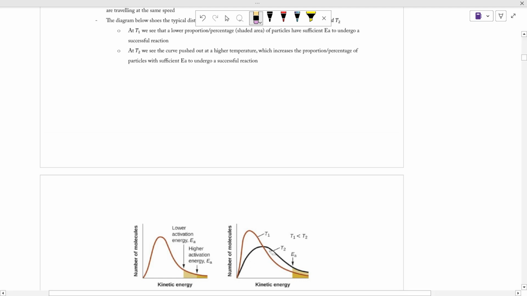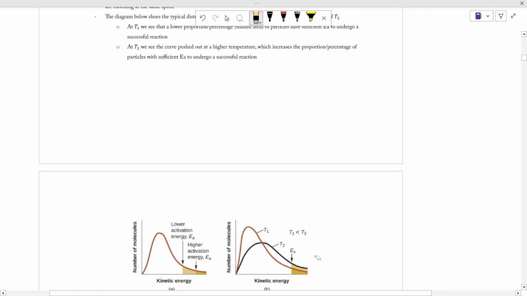And then if you look at T2, that curve sort of pushed over, smoothed a bit. And if you have a look at the proportion, the shaded area, it's actually a lot greater now. So now there's a larger amount of reactants that have sufficient activation energy to react, right? So that's what actually happens with the proportion or percentage of particles with sufficient activation energy as you increase temperature.